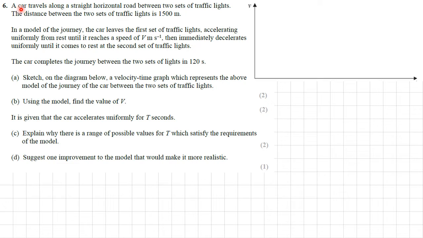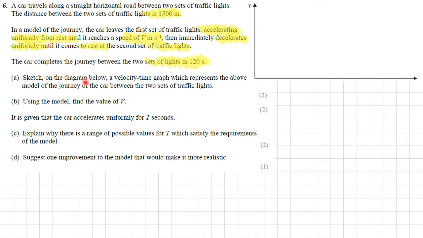Question number 6. A car travels along a straight horizontal road between two sets of traffic lights. The distance between the two sets of traffic lights is 1,500 meters. In a model of the journey, the car leaves the first set of traffic lights, accelerating uniformly from rest until it reaches a speed of v meters per second. It then immediately decelerates uniformly until it comes to rest at a second set of traffic lights. The car completes the journey between the two sets of lights in 120 seconds.